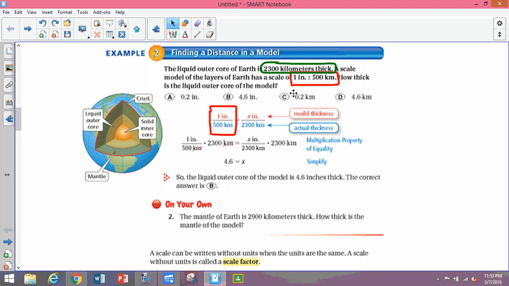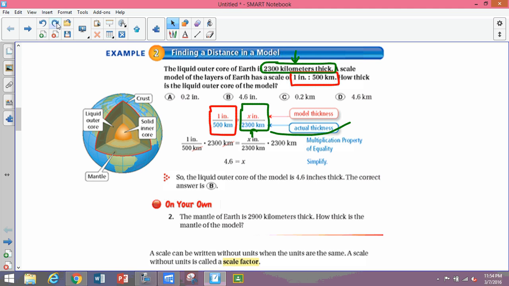Okay? So if you look at this next example, when you're finding a distance in a model, they give you the scale of 1 inch is 500 kilometers, and they tell you that the measurement that you have is 2,300 kilometers thick. So you're going to line up your proportion of 1 inch over 500 kilometers equals x over 2,300 kilometers. Because we have kilometers as our other measurement, that goes on the bottom, and you line up kilometers with kilometers, and then our empty space, the inches, becomes your variable.